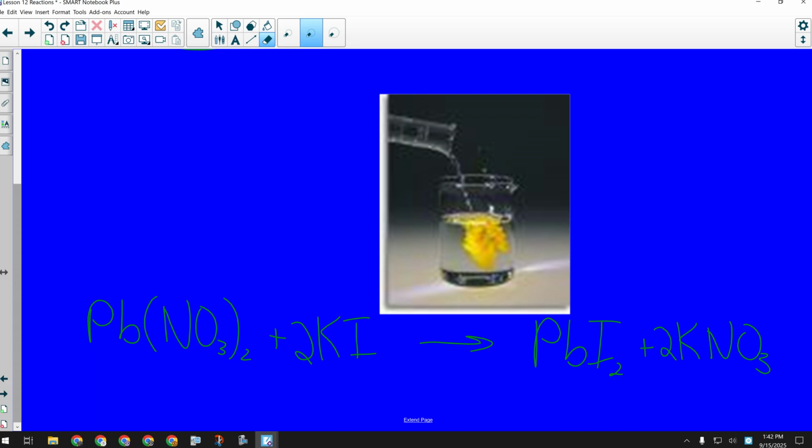All right, last thing I want you to be able to tell me. One of those products is a precipitate. Which one? Check your solubility check. That's how you do it, right? One of those is a precipitate. The lead 2 iodide is the precipitate. Okay? Potassium nitrate is soluble. Lead 2 iodide is not.